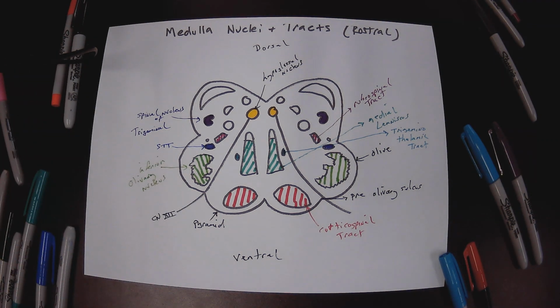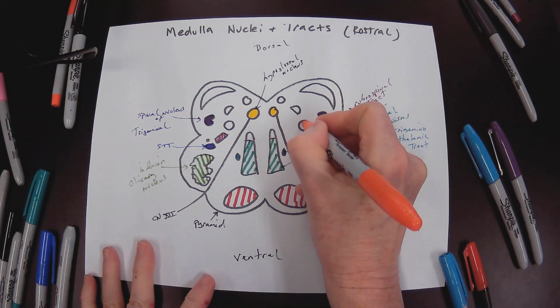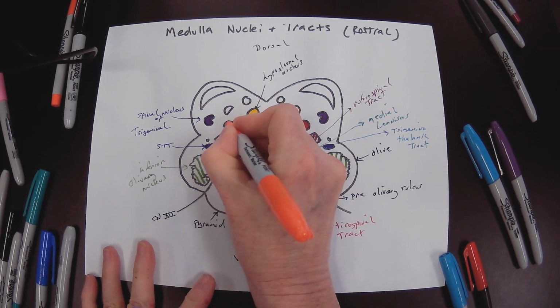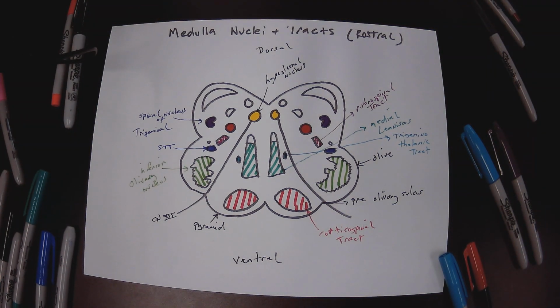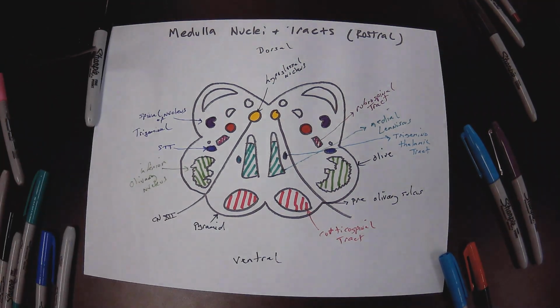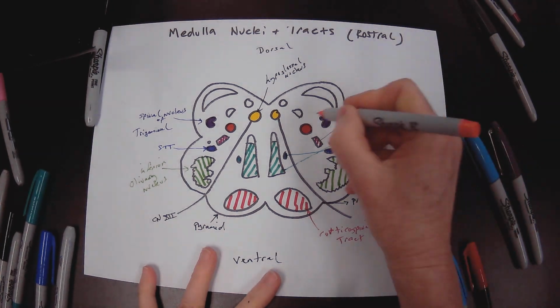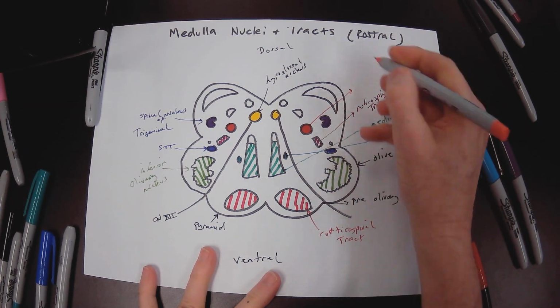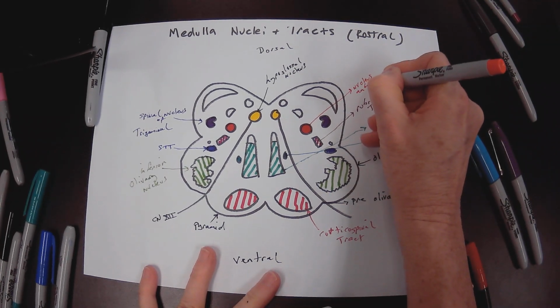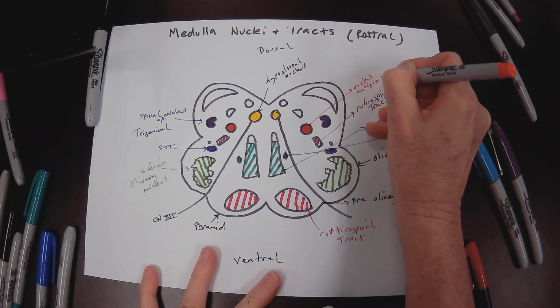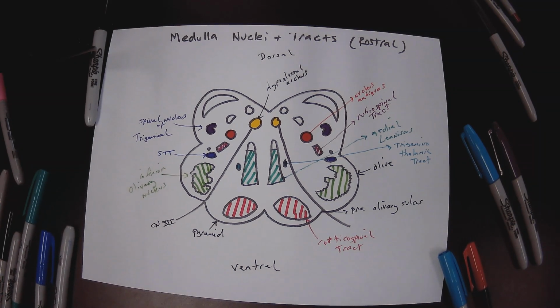This is the nucleus. This is the nucleus here that doesn't know who it belongs to. It's a motor nucleus for both cranial nerve number 9 and cranial nerve number 10. Yeah, that's your nucleus ambiguous.